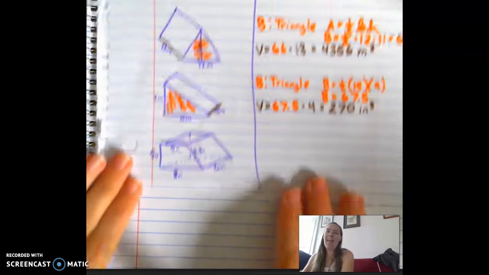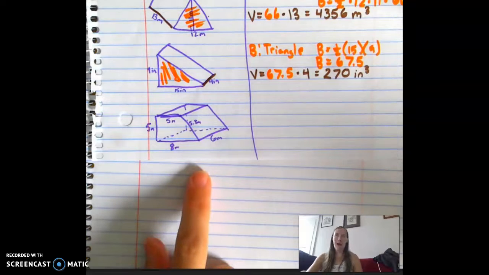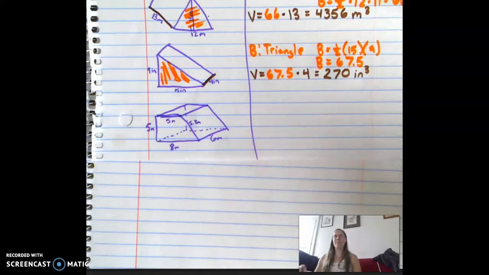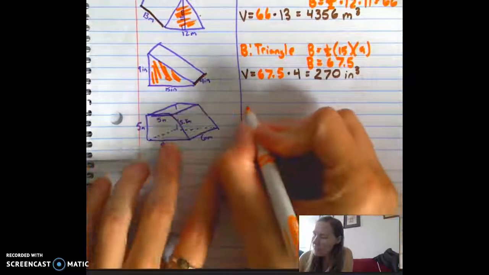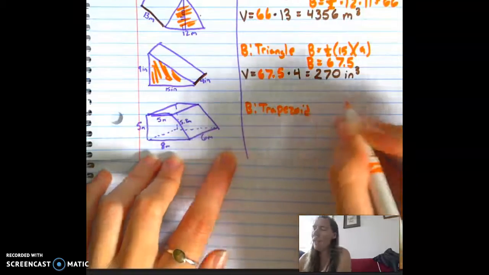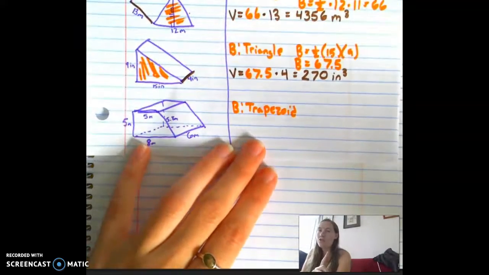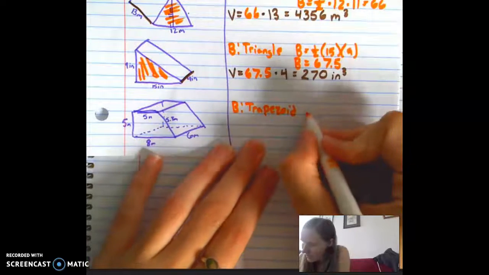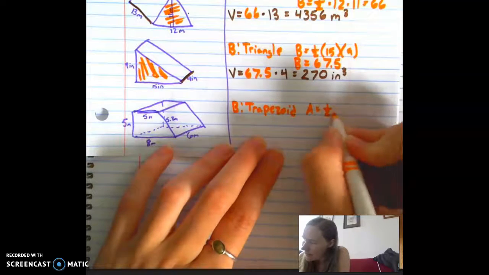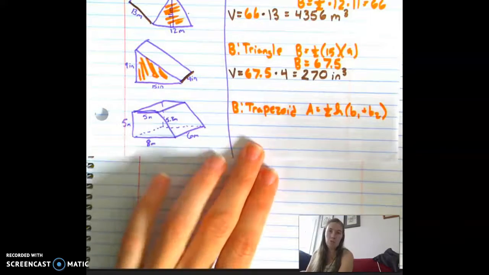Very last one. Everyone's favorite, a trapezoid. Everyone loves trapezoids. So this is called a trapezoidal prism. Try saying that 10 times fast. Oh, tongue twister. Okay, anyway. So, our base is a trapezoid. And do you all remember what is the formula for a trapezoid? The area is 1/2 the height times base 1 plus base 2.